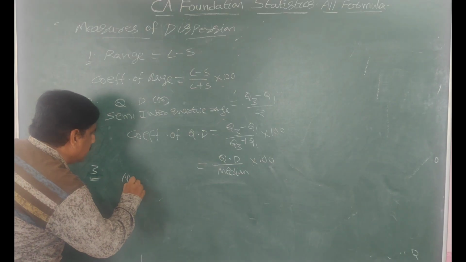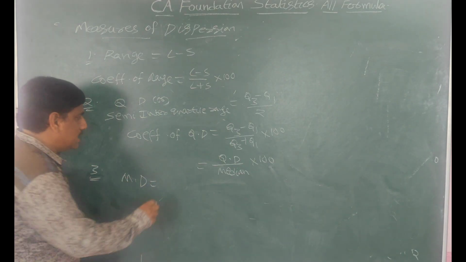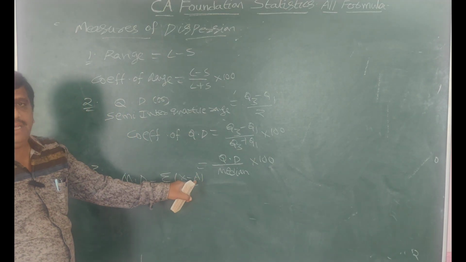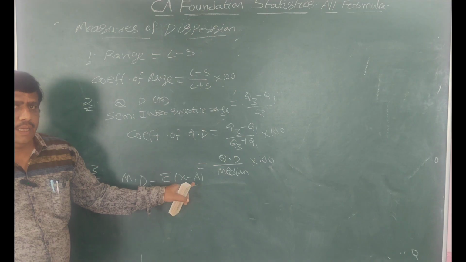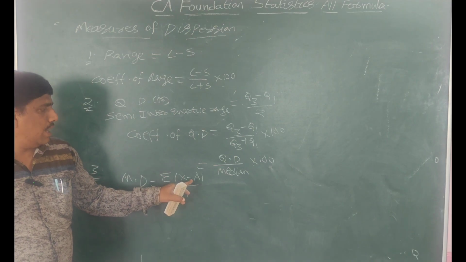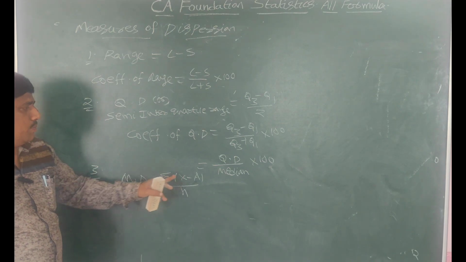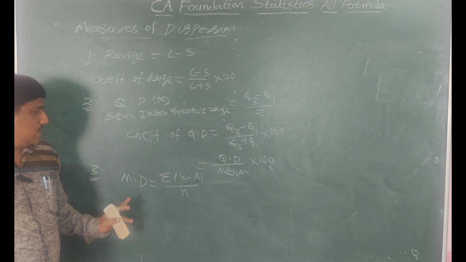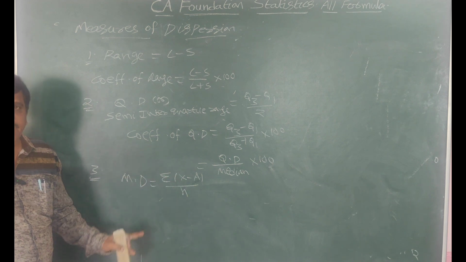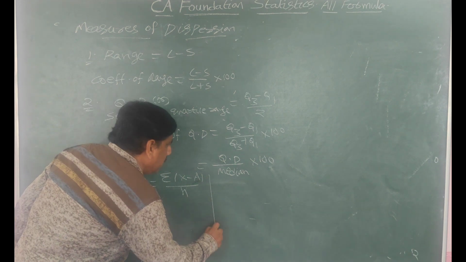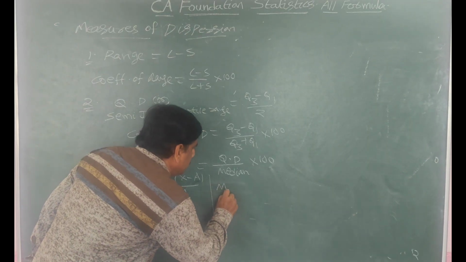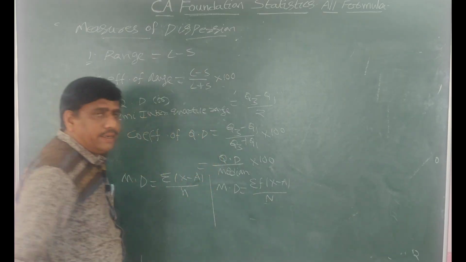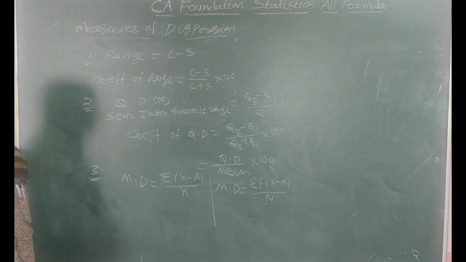Next, coming to mean deviation, MD. The formula is the sum of absolute deviations from any average divided by n, where A means either mean, median or mode. A may be x bar, or median, or Z. Mean deviation about mean means x bar, about median is the median, and about mode means A is Z. So the MD formula is the sum of absolute deviations by n in the case of an individual series. If it is a discrete or continuous series with frequencies, the MD formula is summation f into mod x minus A by capital N.